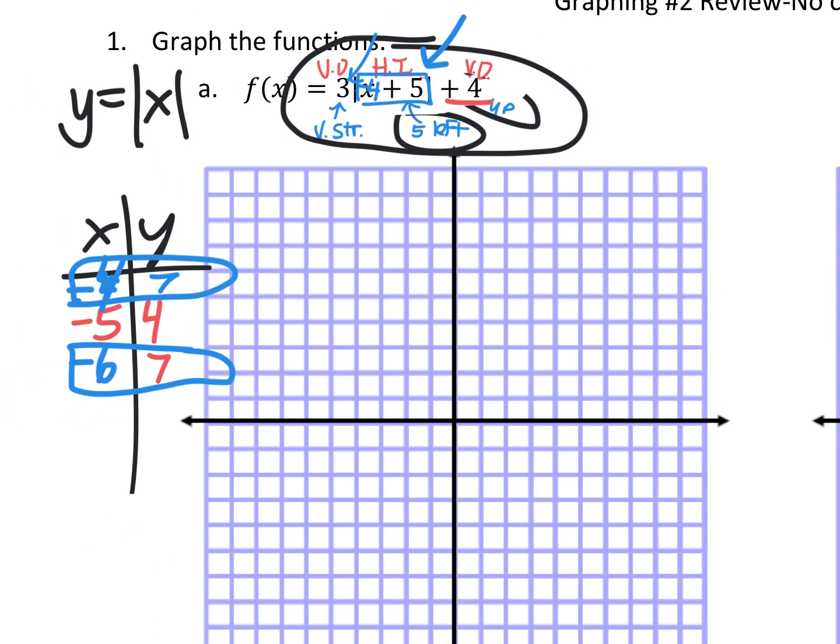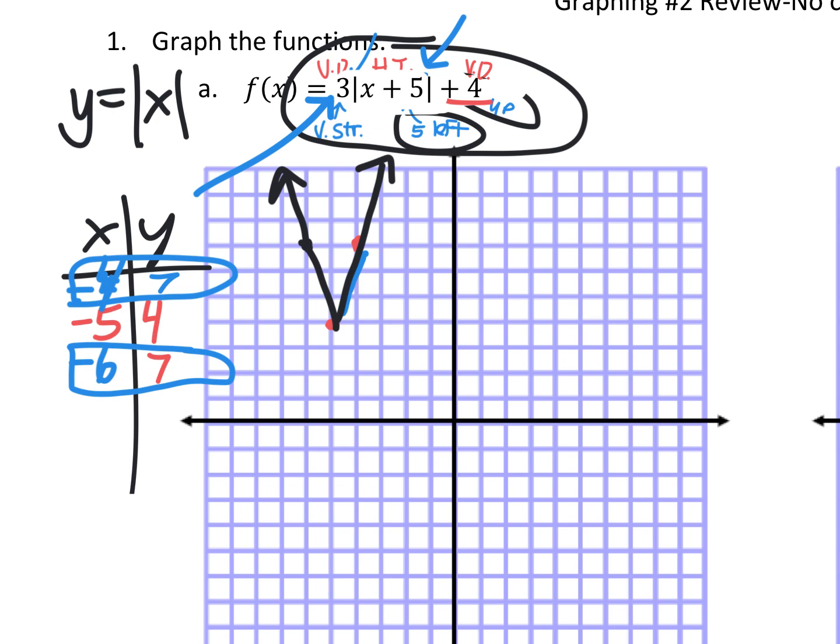So -5, 4. -4, 7. Huh. Interesting. Look at that. It's almost like it has a slope of 3. See how that 3 kind of acts like a slope in front? Makes sense to me anyway. All right. Now I'm going to graph that last point, -6, 7. It's like there. And so look at that. It's a V shape. Goes like this.